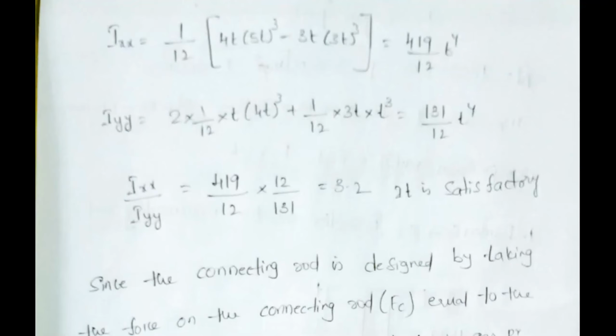You have to write down that particular statement: the chosen dimensions are satisfactory as the ratio is between 3 and 3.5. As it is between 3 and 3.5, the selected proportions are correct for the I section. We have to mention that statement. So this is the initial step of your problem for a connecting rod. I hope you understand.